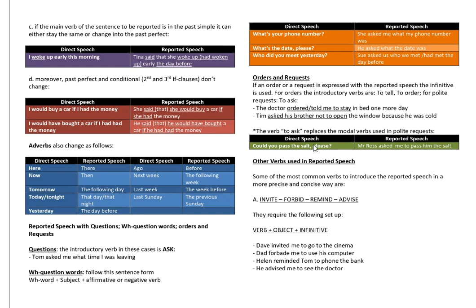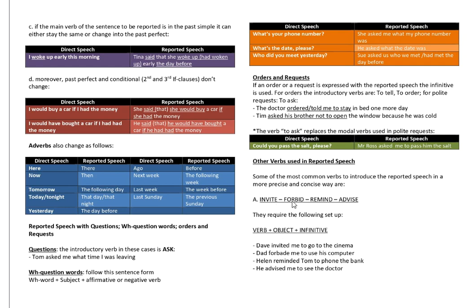So, if in the direct speech I will have, could you pass the salt, please? In the reported speech, I will change it into, Mr. Ross asked me to pass him the salt. There are other verbs used in the reported speech as introductory verbs. We will just mention the most common so that we can understand how the sentences are set up.